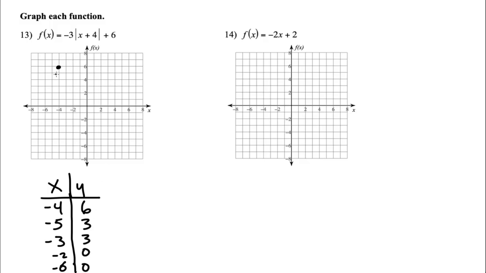So I've got negative 4, 0. At negative 5 and negative 3, go over 1, and I go down 3, 1, 2, 3. So here and here. And then if I do it again, go over 1, down 3, 1, 2, 3. And then I can draw my lines to show what this graph actually is. It looks like this.